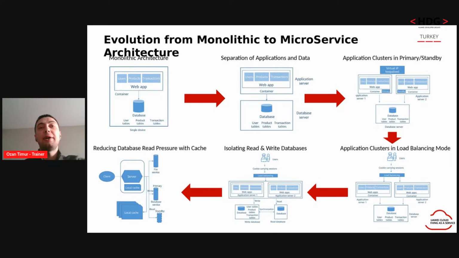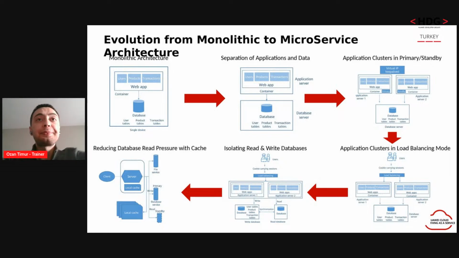And after that, to handle database loads more effectively, we start isolating read and write databases. Instead of overloading a single database with both reads and write operations, we design a primary database for writes and create read replicas to handle the read requests. This approach lightens the load on our primary database and makes it easier to manage growing data demands.